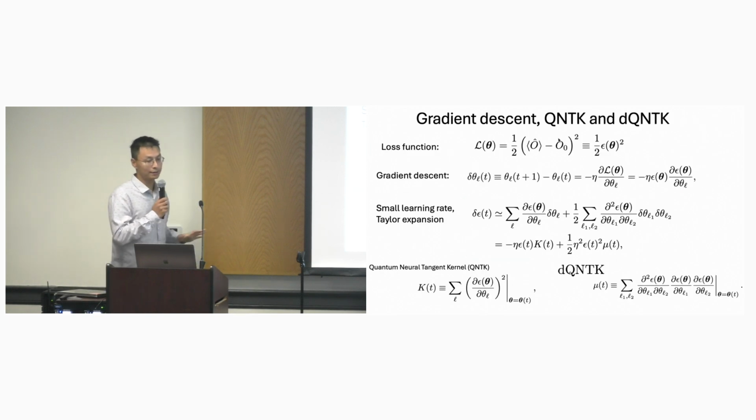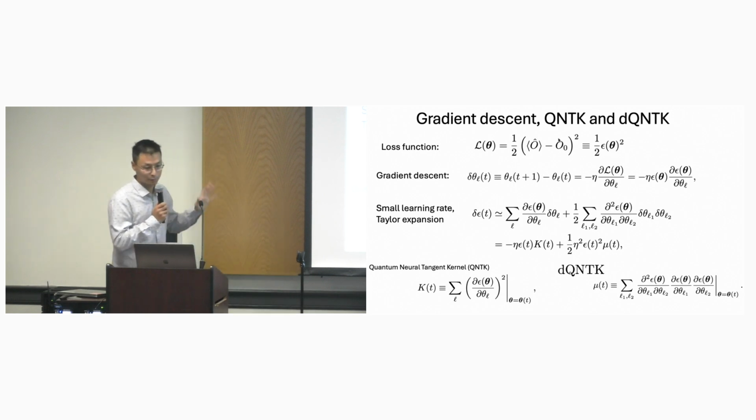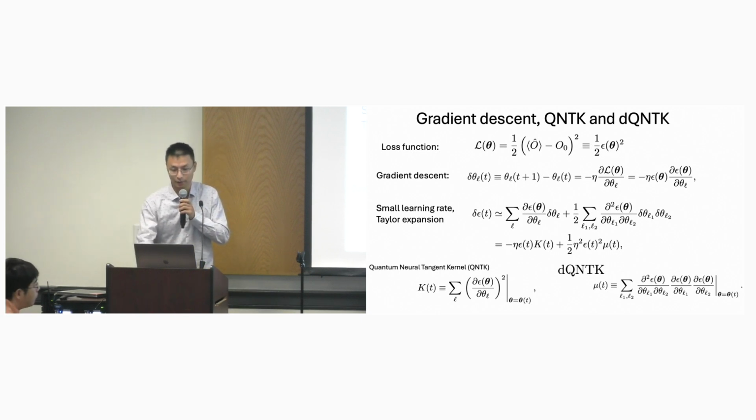So in order to build these hand-waving arguments into rigorous results, we need to introduce the mathematics behind this. So we have a loss function again. We consider a quadratic one. Let me try to make the pointer.